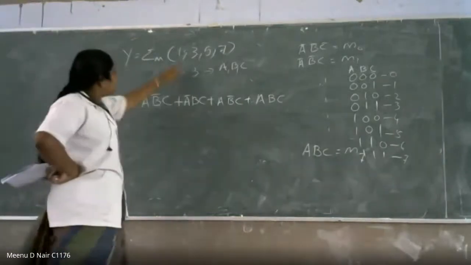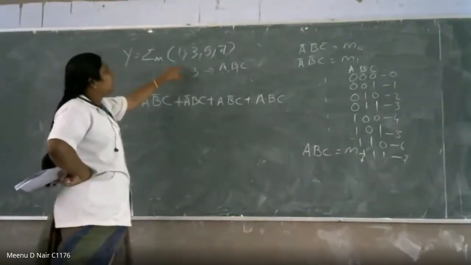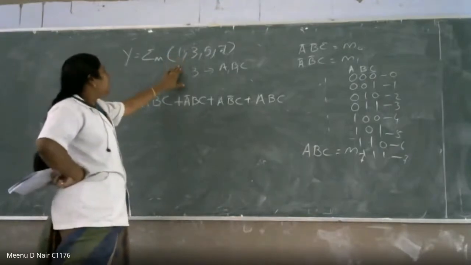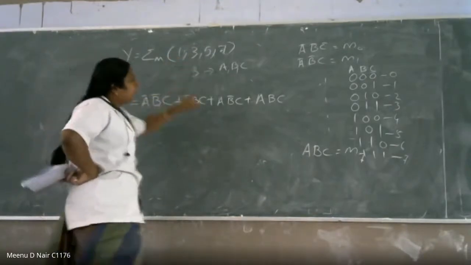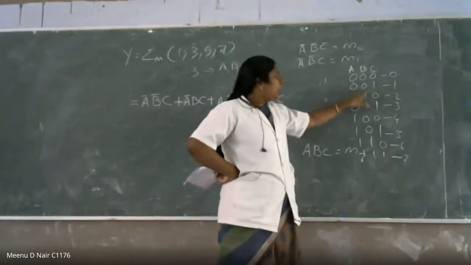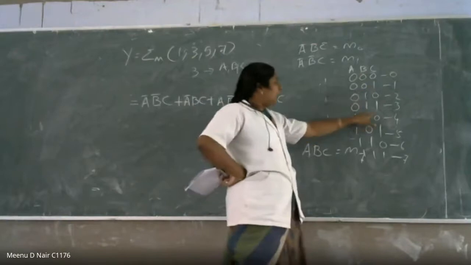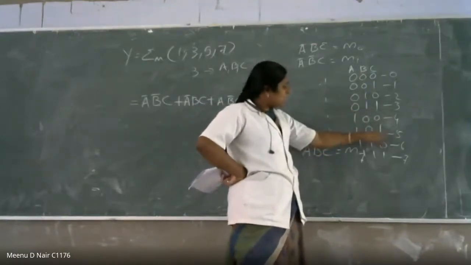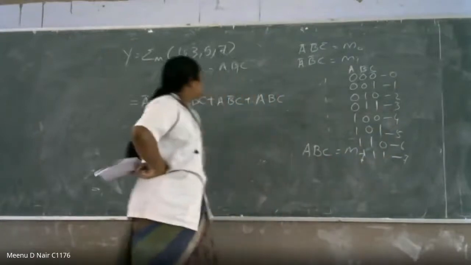First thing is you have to bring the expression from the min terms. That is 1, 3, 5, 7. 1 is nothing but A bar B bar C. Then 3 is A bar B C. 5 is A B bar C. And 7 is A B C.